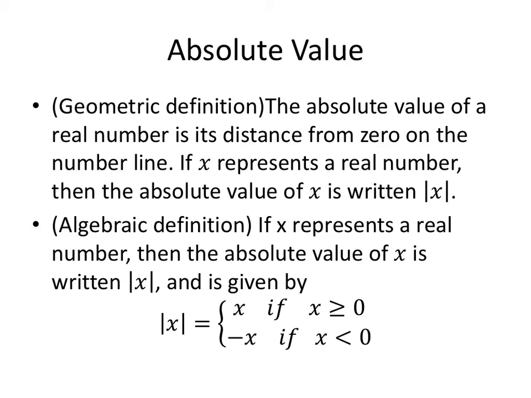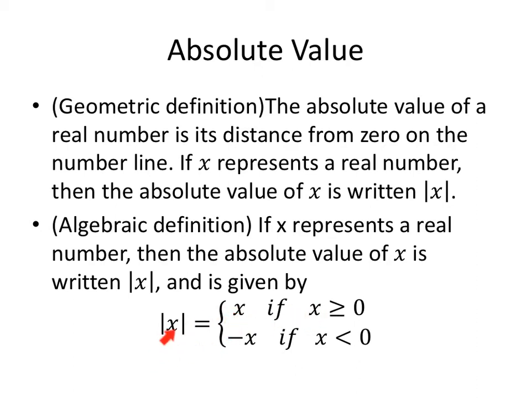It's a distance. Now, algebraically, if x represents a real number, then the absolute value of x, also written with the bars, is given by what we call a piecewise defined function. So the absolute value of x is just x as long as x is greater than or equal to 0. So if x is 0, the absolute value of 0 is 0. If x is 7, the absolute value of 7 is 7.